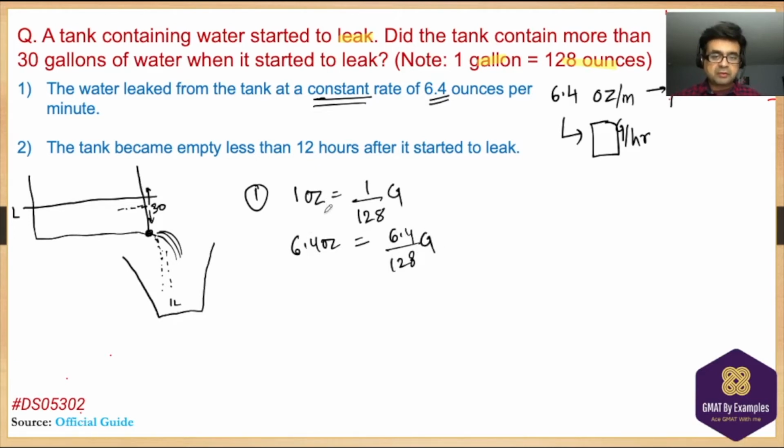We are also given per minute. So 1 minute equals 1 by 60 hour. When I divide by 1 by 60, the 60 goes up and 1 comes down. So this is per hour. So gallons per hour. Let's make the conversion here.